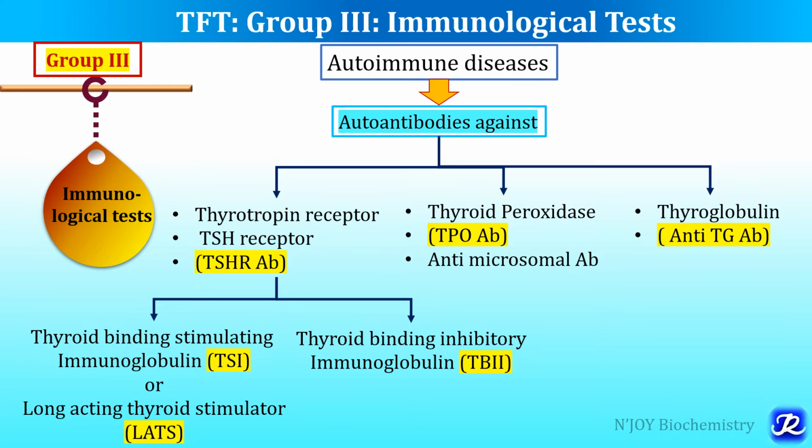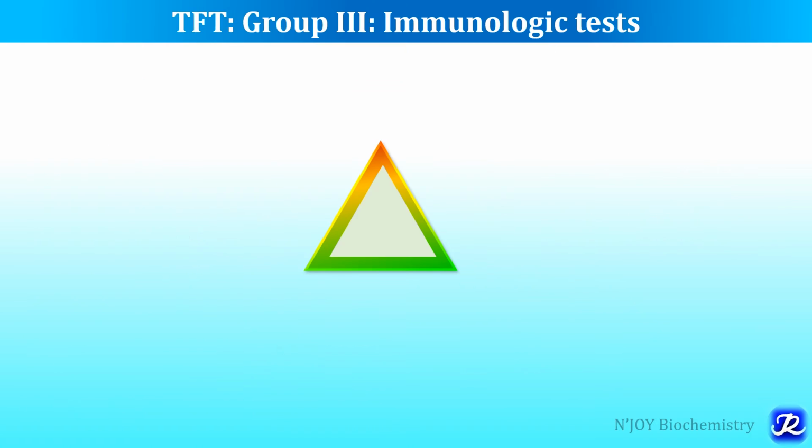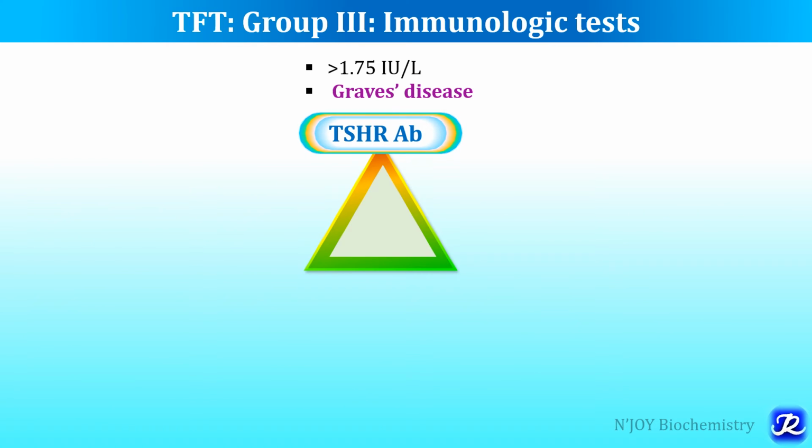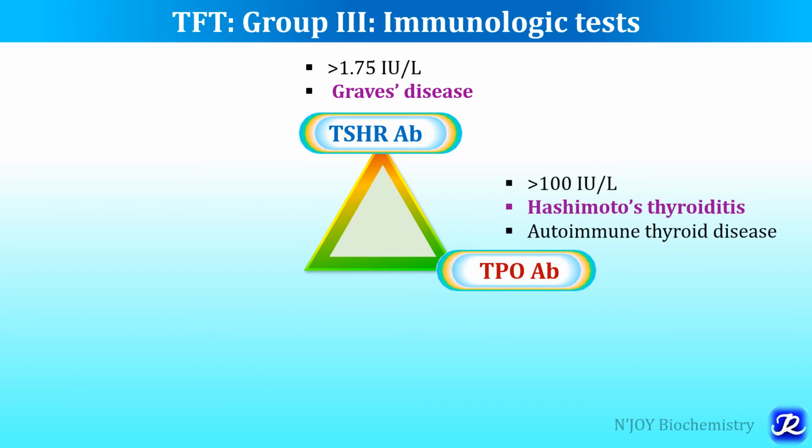Third antibody is the antibody against thyroglobulin, that is antithyroglobulin antibody. So these are the three important autoantibodies, and detection of these autoantibodies is used to detect the diseases of thyroid dysfunction. If the level of TSH receptor antibody is more than 1.75 international unit per liter, it indicates Graves' disease. So presence of thyroid stimulating hormone receptor antibody is diagnostic of Graves' disease, which is the most common cause of primary hyperthyroidism.